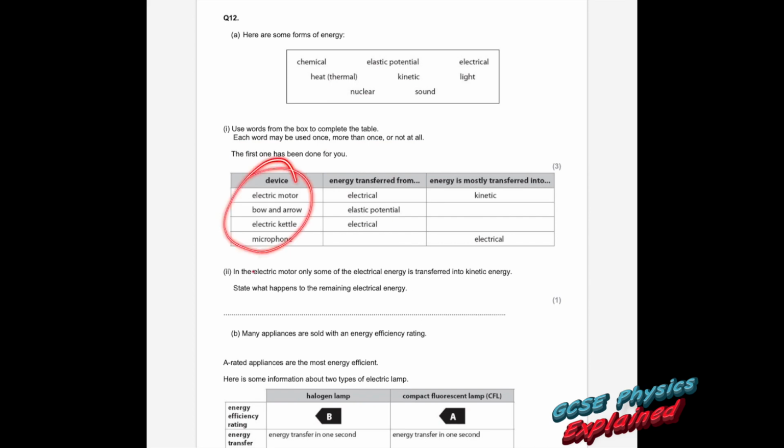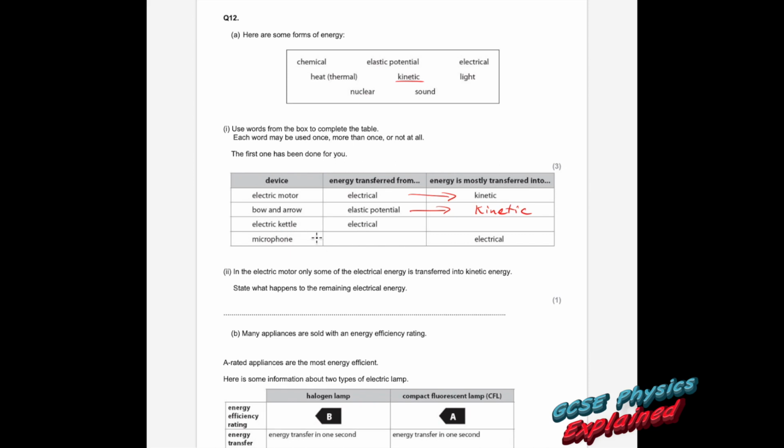Right, so there's the different devices. It tells us the energy transferred from, and the energy it is most likely transferred into. So if you've got an electric motor, it's electrical energy that goes in and kinetic energy comes out. A bow and arrow, so elastic potential energy in the string. And what happens to the arrow? It moves, so that's kinetic energy.